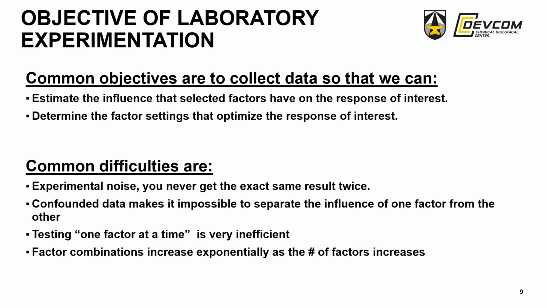Common difficulties that we can never get around include experimental noise. You run an experiment, and you're never going to get exactly the same answer twice. There's also confounded data: if you're doing one factor at a time, sometimes your structure is such that you're not going to see interactions between factors. And sometimes the workaround is, let's just try a full factorial, every combination, done in replicate, and that runs into problems because it blows up very fast when you get more than 3 or 4 factors.